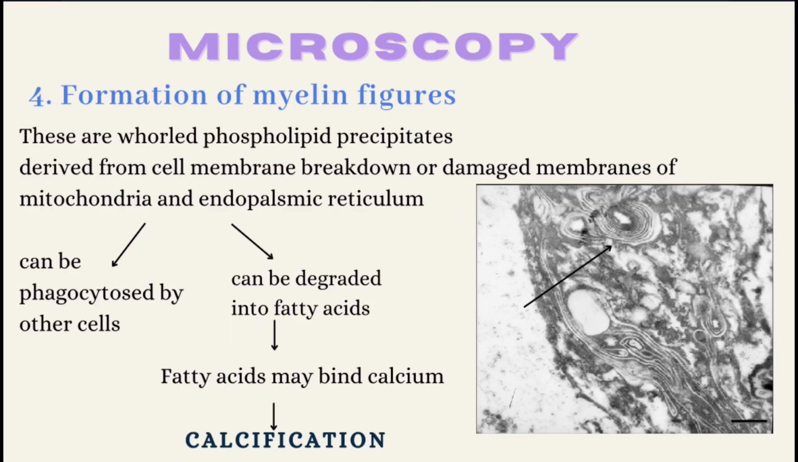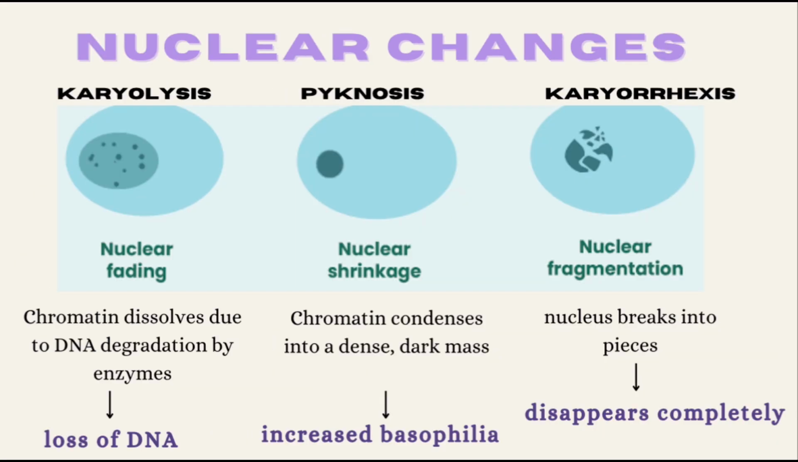Now, since the cell membranes are made up of phospholipids and there is a gradual destruction and breakdown of the cell membrane and membranes of other organelles like mitochondria and endoplasmic reticulum, whole phospholipid precipitates are formed. They can either be phagocytosed by other cells or can be degraded into fatty acids, which eventually bind to calcium, resulting in calcification. Now let's have a look at the nuclear changes involved.